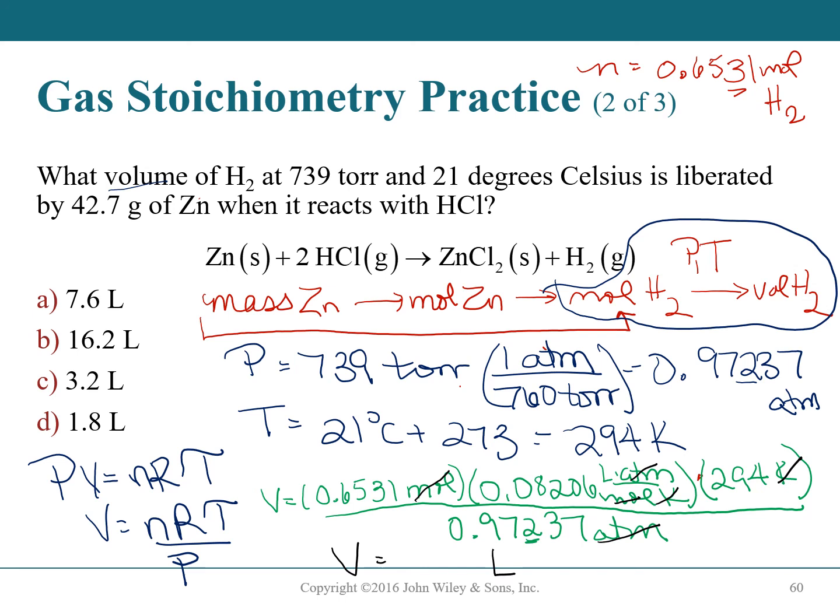So that's good. So let's go ahead and do our numbers. So it's the 294 from the temperature times our 0.08206, okay, times n, which we had determined from our previous calculations, so 0.6531, okay, and divided by our pressure, which we did our conversion, 0.97237, and so we get something like 16.2 liters of hydrogen, which is right here.